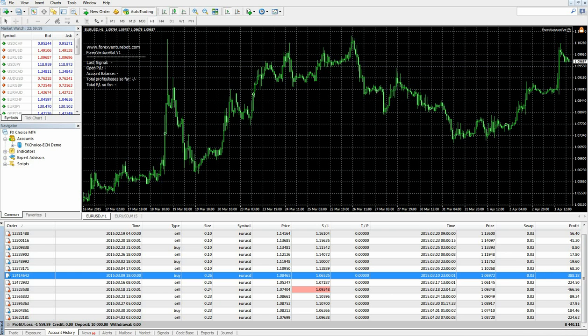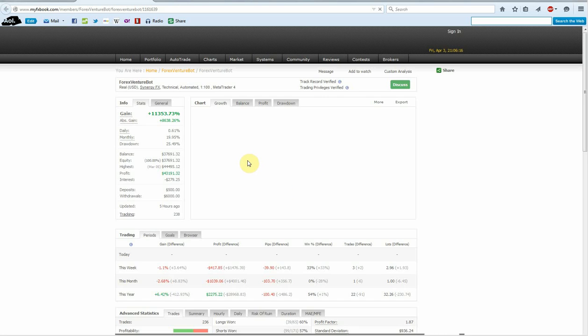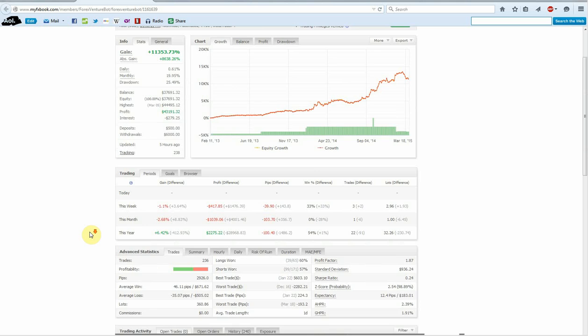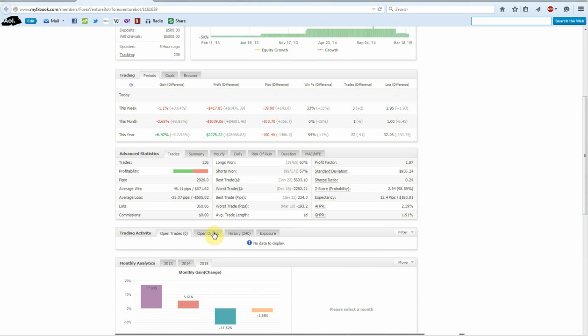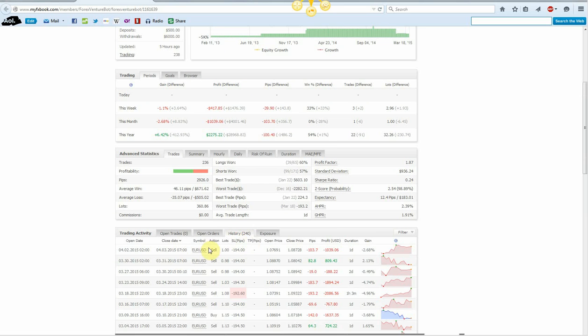Alright, let me pull up the Forex VentureBot website. Alright guys, let's go ahead and take a look at this now. We can check out their MyFXBook.com account. Just want to make sure they're taking these heavy losses the same way we are. So March, as you guys can see, they're down 11.52%. April, so far they're down 2.68%. No open orders. We don't have any open orders either, so that's perfectly fine here.